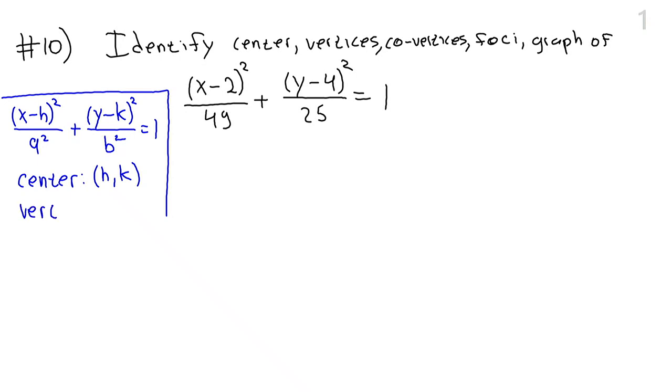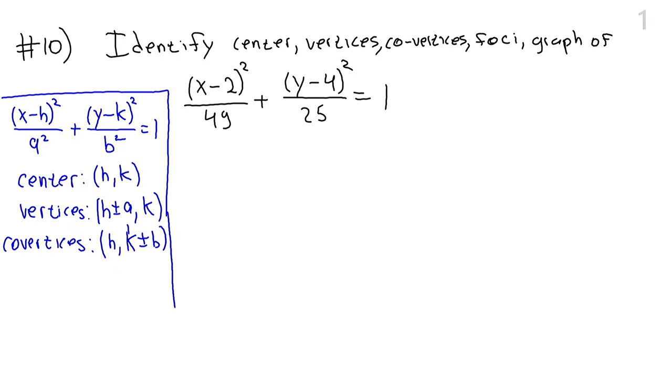The vertices in this case are going to be h plus or minus a comma k. The co-vertices are going to be h comma k plus or minus b. Again, this is all in the reference sheet.